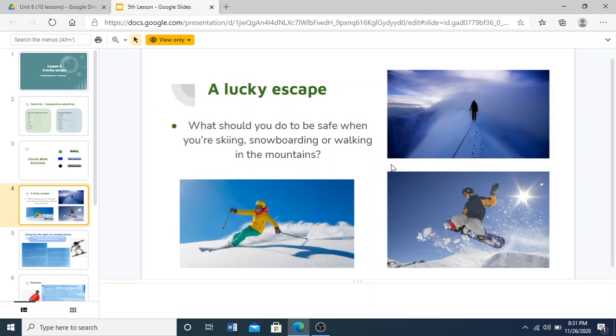What should you do to be safe? Now we're having safety in mind. What do you do to be safe when you're skiing, snowboarding, or walking in the mountains? What should you do to be safe when you're skiing, snowboarding, or walking in the mountains? Let's have a quick discussion about this. In order to be safe when walking in the mountains, what do you do? When skiing, what do you do in order to be safe? And when snowboarding, what do you do in order to be safe?